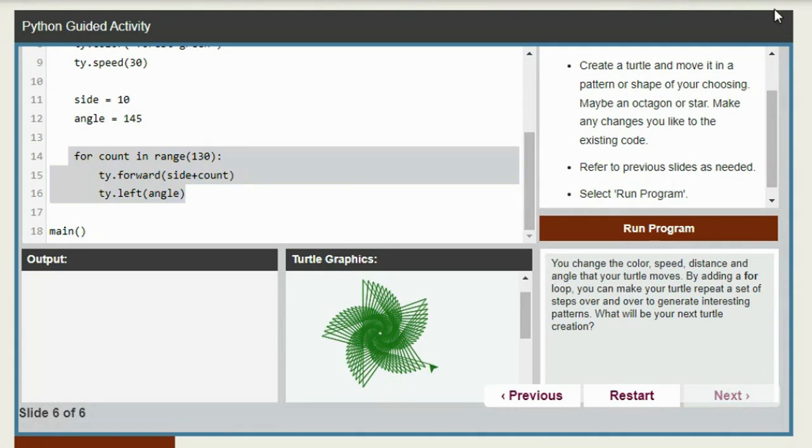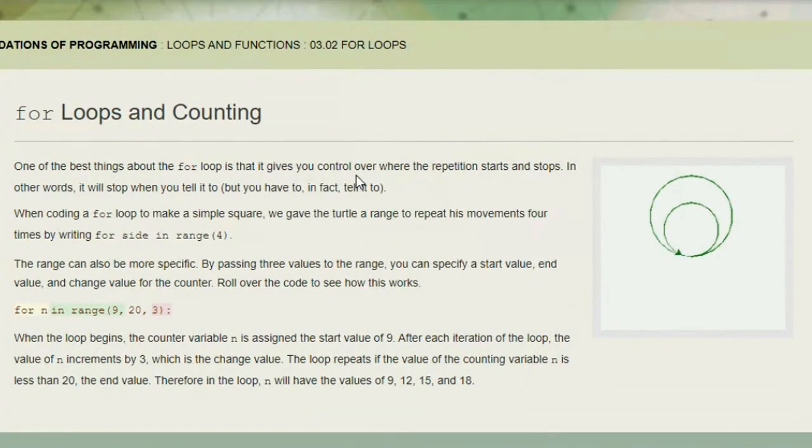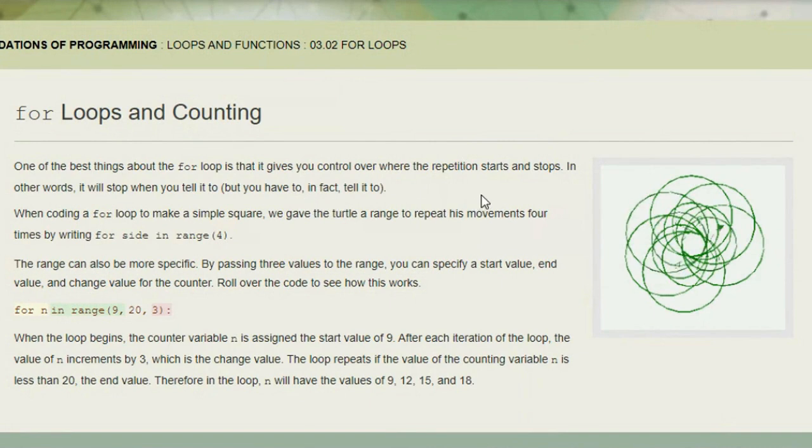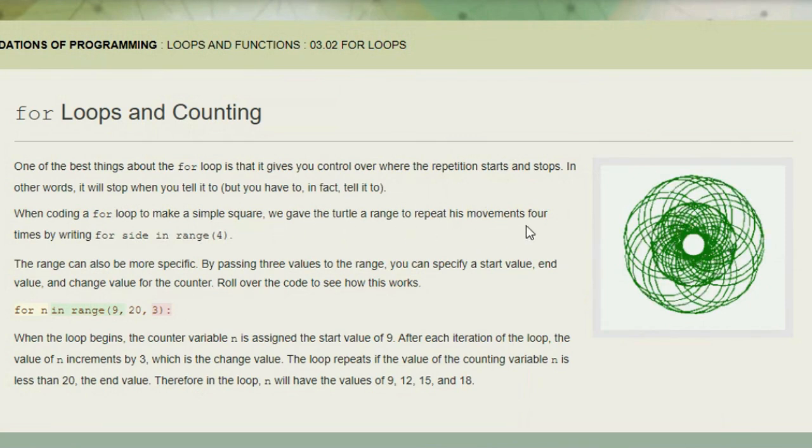All right, let's look at page 4. For loops and counting. One of the best things about the for loop is it gives you control over where the repetition starts and stops. In other words, it'll stop when you tell it to, but you have to actually tell it to. When coding a for loop to make a simple square, we gave the turtle a range to repeat his movement 4 times because we have 4 sides. We only need 4 loops.